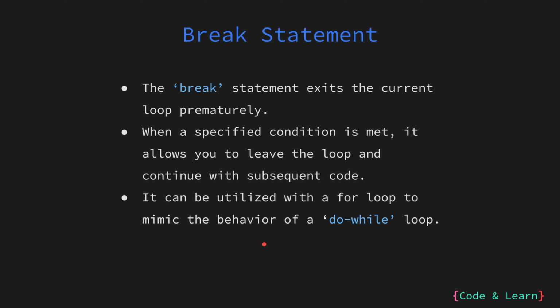By combining a for loop with the break statement and appropriate conditions, you can achieve the same effect as the do-while loop. This creates a loop that will always execute at least once and then continue as long as the specified condition holds true, similar to a do-while loop.